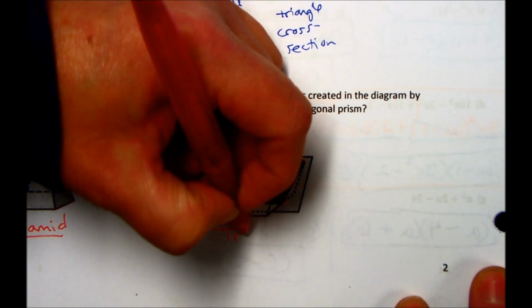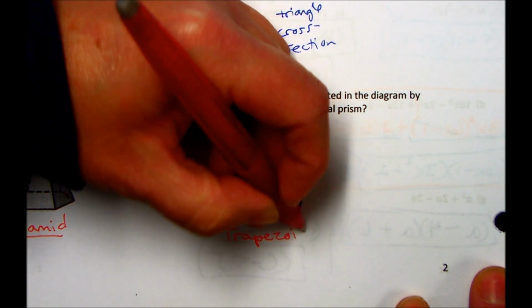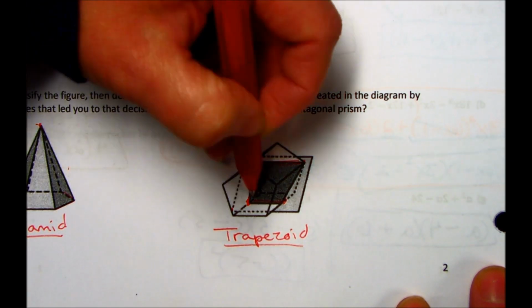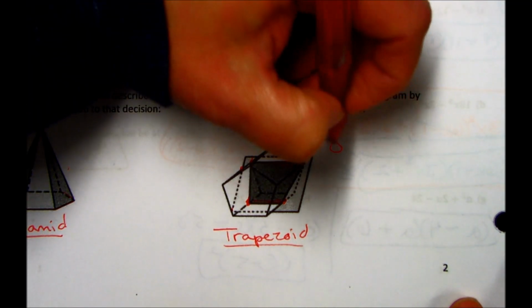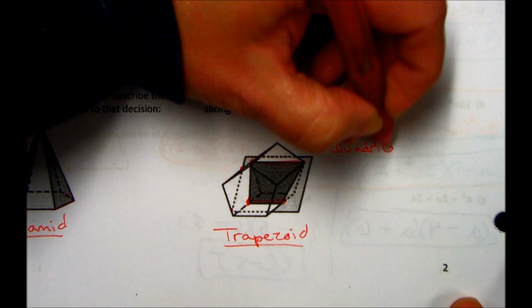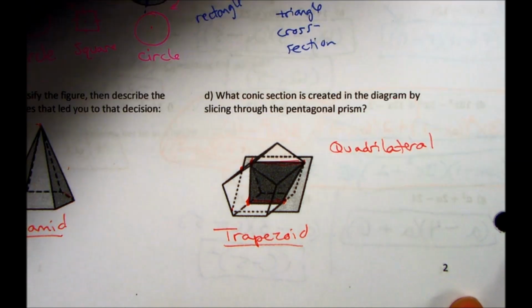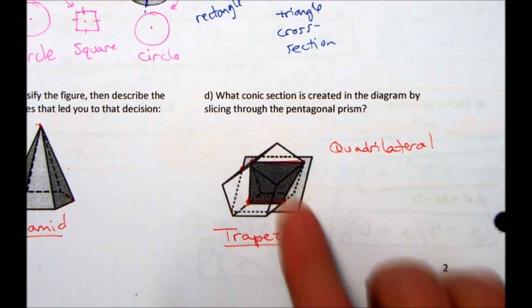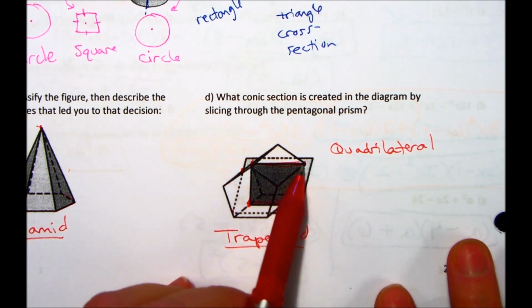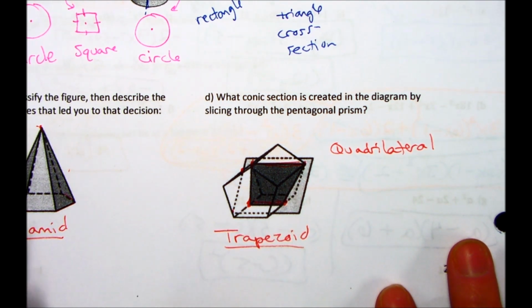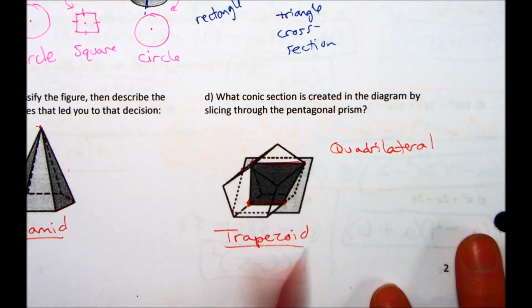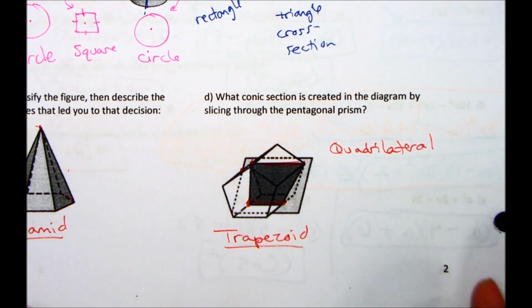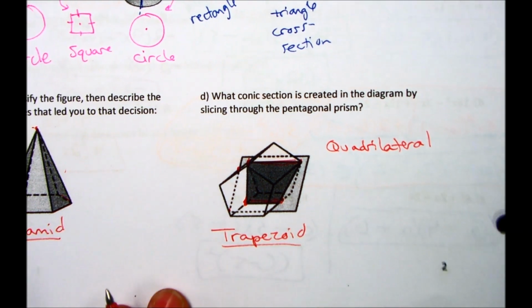So I am going to say that this is a trapezoid because it looks like these are parallel. Again, I can't tell for sure. We could also just say it's a quadrilateral to be safe. So a quadrilateral has 4 sides, but I'm guessing that the top and the bottom are going to be parallel. So if that is true, then it would be a trapezoid. All right, so that's another cross section there.